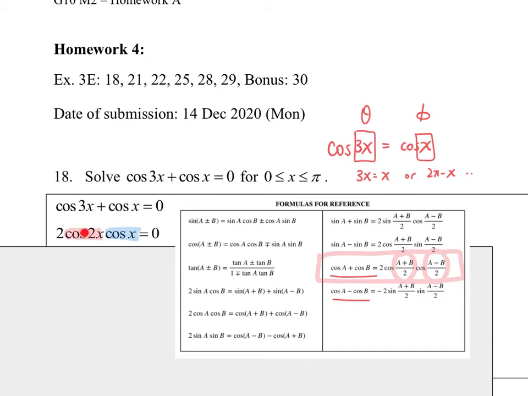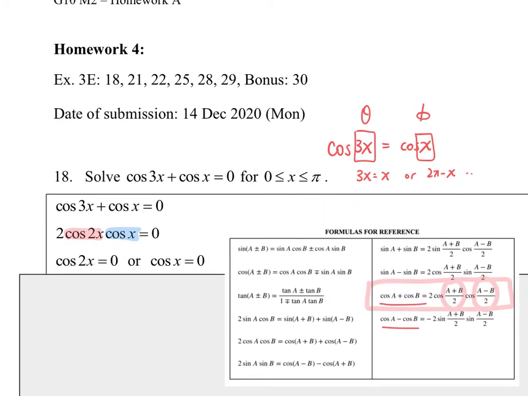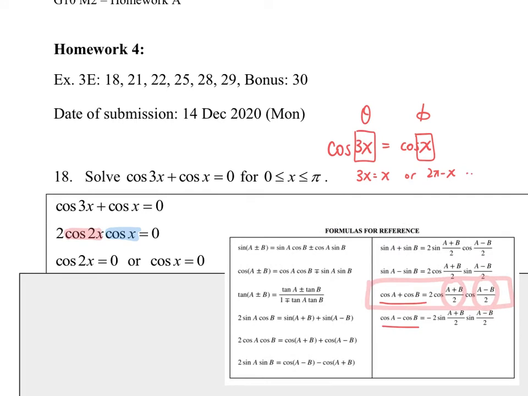Now you have some products equal to 0, so each factor may equal to 0. So you get two different possibilities here, and then you can solve for x. There are many answers. Look at the final range. This range is 0 to pi, so it means that you do not give any answers out of this range.